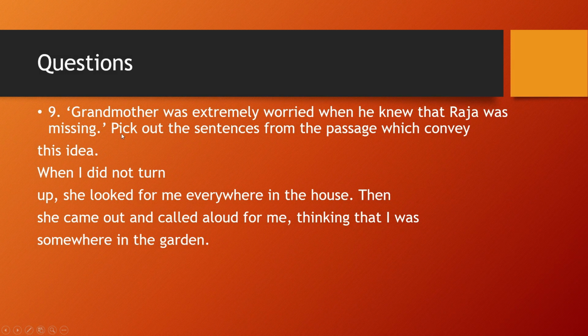Ninth question was this. Grandmother was extremely worried when she knew that Raja was missing. Pick out the sentences from the passage which convey this idea. Here is a sentence from the textbook. When I did not turn up, she looked for me everywhere in the house. Then she came out and called aloud for me, thinking that I was somewhere in the garden.